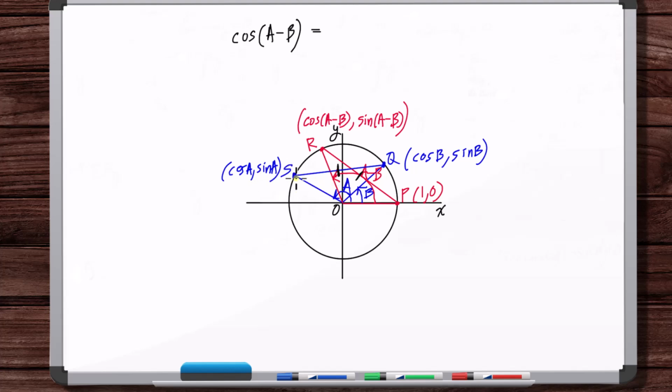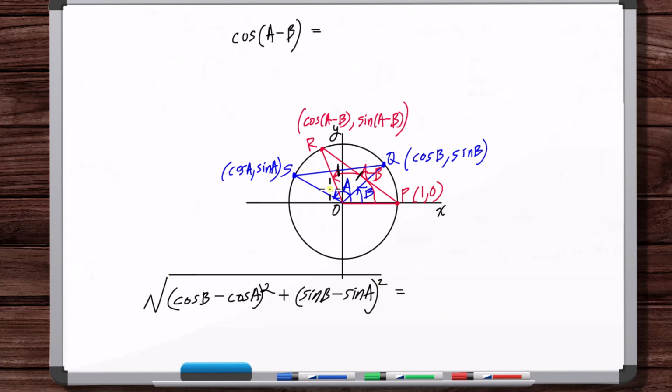All right, so the length of SQ will be this x minus this x, squared: cosine B minus cosine A, squared, plus sine B minus sine A, squared, and take the square root of all of that. There's the length of SQ.